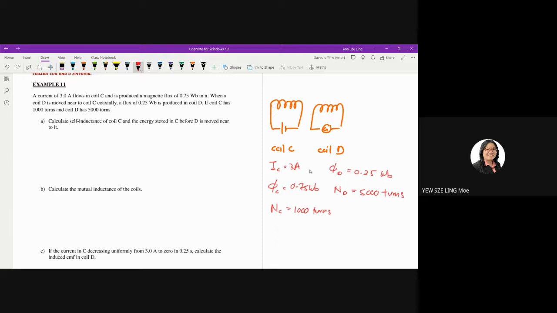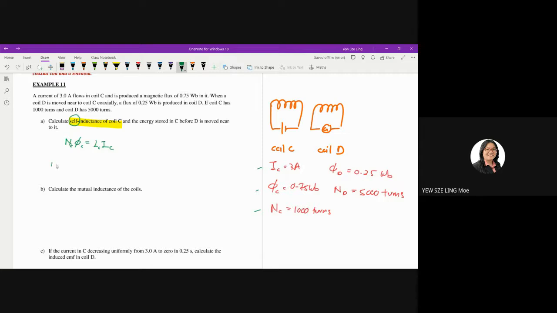Calculate the self-inductance of coil C and the energy stored in C before D is moved near to it. So you want the self-inductance of C. Now, if you look at the information that you have right now, you have I, flux, and N, meaning that you can actually apply the equation N flux equals to Li, but of course, they are all coming from C. Flux C, L for C, and I is also coming from C. That's why we call it self-inductance.